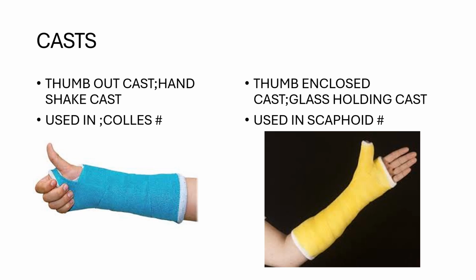We should be able to differentiate between thumb out cast and thumb enclosed cast. Thumb out cast is called handshake cast and it is used in Colles fracture. Thumb enclosed cast is called glass holding cast and it is used in scaphoid fracture.